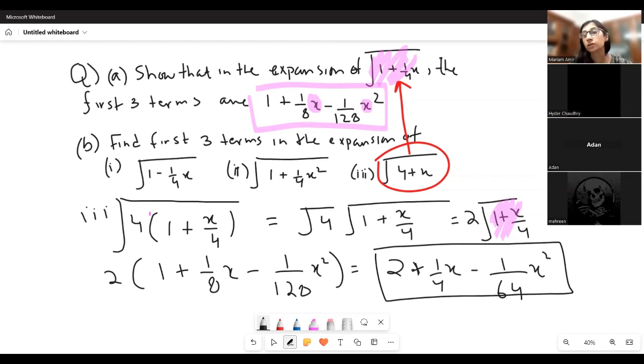We'll talk more about the third case tomorrow, inshallah. Tomorrow we'll learn how to expand when the first term is not 1, and we have to make it 1 ourselves. I'll see you tomorrow. If you have any questions, please stay back.